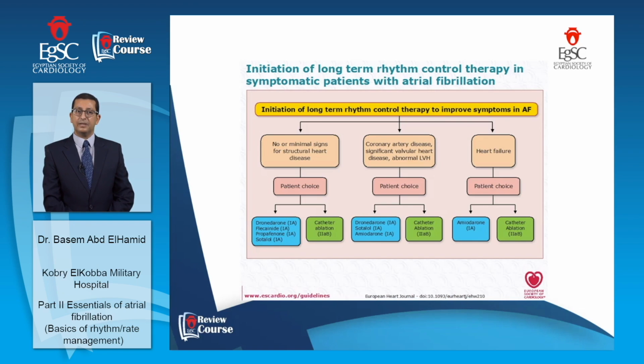If there are no or minimal signs of structural heart disease or heart failure, it is the patient's choice to have pharmacological treatment like flecainide, propafenone, sotalol, or dronedarone, or to do catheter ablation. In patients with coronary artery disease, significant valvular heart disease, or abnormal LVH, it is the patient's choice to do pharmacological treatment like sotalol, amiodarone, or dronedarone, or to do catheter ablation. But in case of heart failure, amiodarone or catheter ablation.